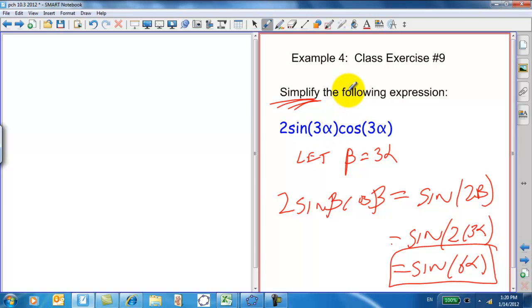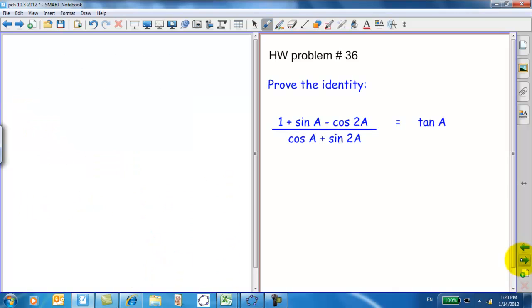Now, admittedly, in the other problem, if someone said expand out to leave everything in terms of trig functions of just alpha, then you would have quite a job there, expanding that all out. Now, let's wrap up with an identity. Prove this identity: 1 plus sine a minus cosine 2a all over cosine a plus sine 2a equals tan a. It must simplify, and this is not the side to work on.